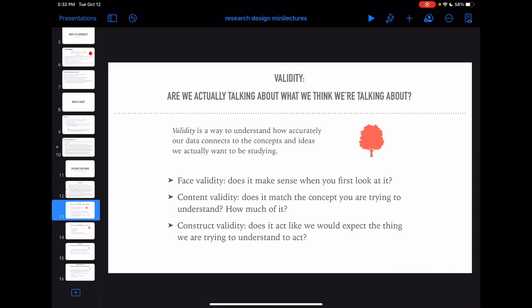And then this last type of validity is construct validity. And this one's a little more complicated. It means that it should act like the thing we would expect the thing we're trying to understand to act. So let's say you're looking at level of education, and you're choosing to measure level of education through years of schooling. But you find that years of schooling decrease with age, right? Well, that makes it a little hard to use that across the entire lifespan, right?